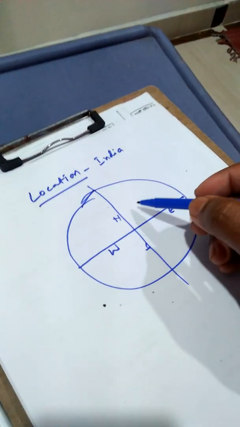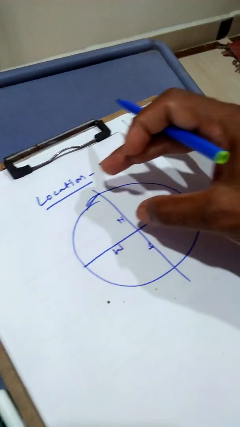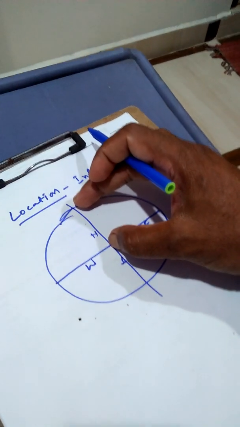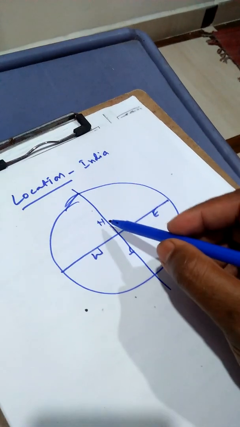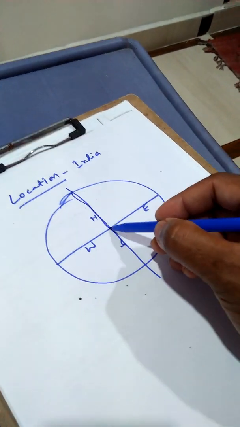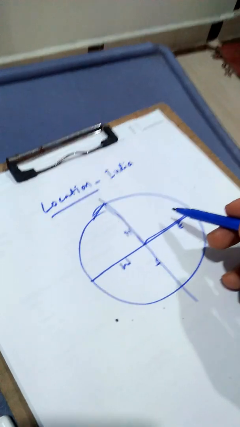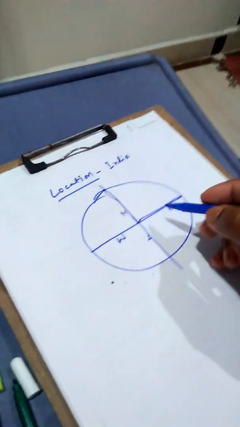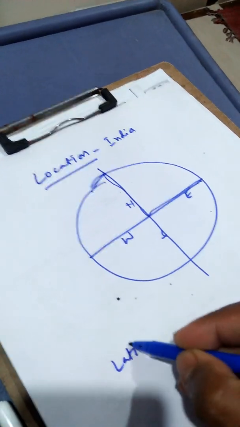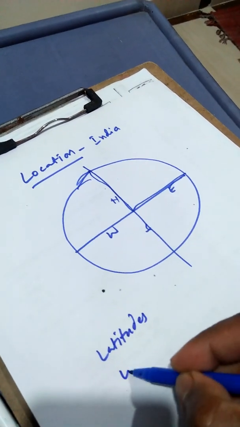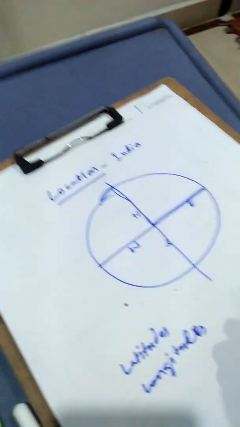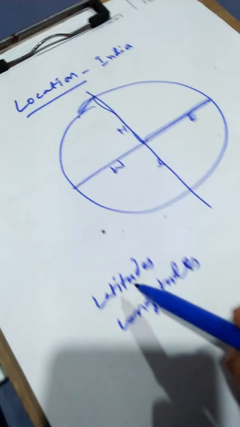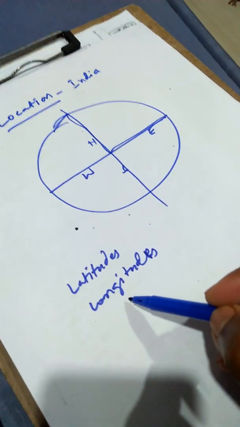See here, India is located in the north part of the earth. And if you see longitudes, it is the east part. Totally, India is located in the northeast part of the earth. To locate India, we need to know about latitudes and longitudes. You might have known about these latitudes and longitudes. So in between which latitudes and in between which longitudes India is located, we will see now.